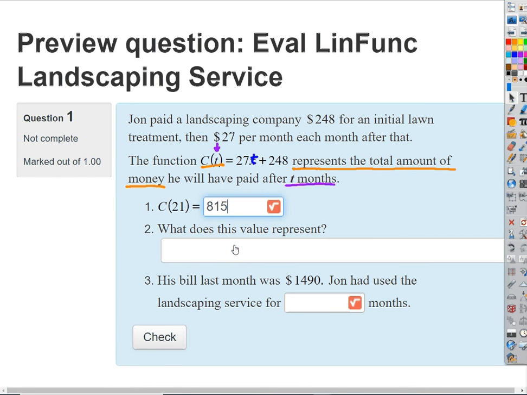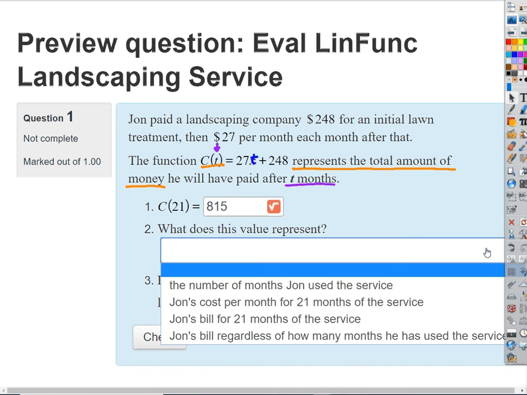What does this value represent? So 815 is a value of C. You told me just a second ago that C, the function, represents the total amount of money he's paid after t months, right? Total amount of money. So then which of these options makes sense? 815 is what? It's the input or the output of the function? You're right. It's the output, isn't it?